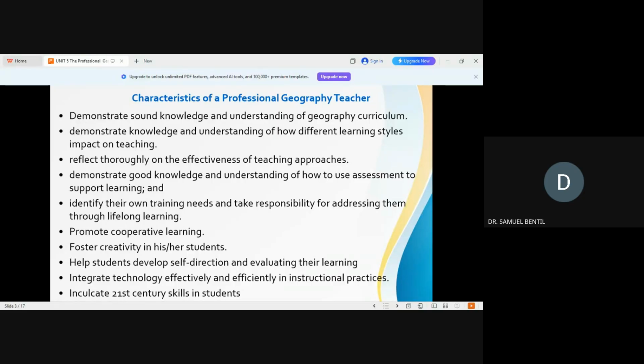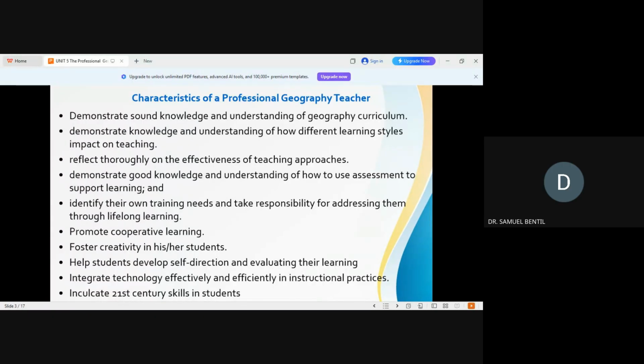So all these things are things that we need to equip our learners with, teach them and encourage them to be able to go through these activities. Then you must also integrate technology effectively and efficiently in instructional practices and inculcate 21st century skills in your learners. Very key. In fact, even in the curriculum, it is there. That's one of the key skills that you are supposed to integrate.